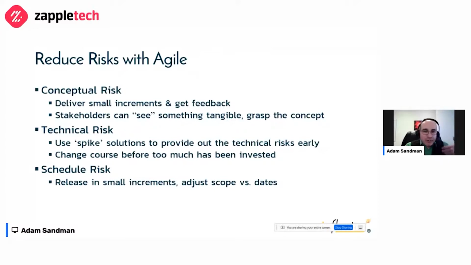So it's very hard for people to understand something until they see it. So in Agile, we have this great ability to give them a minimum viable solution, something they can see, something you can give feedback on, and then we iterate. So with that, we reduce the conceptual risk.